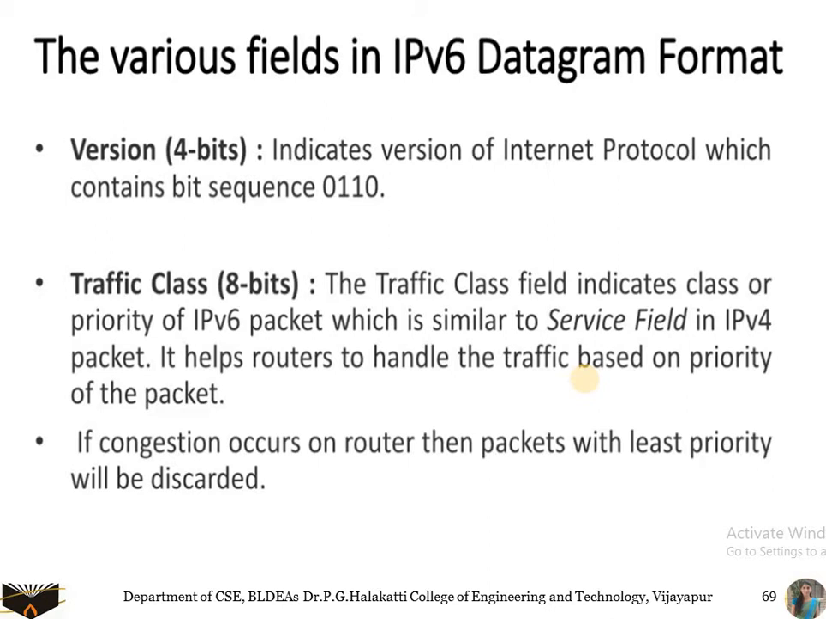So this 8-bit field indicates which traffic class a particular packet belongs to. If congestion occurs on routers, then the packets with the least priority will be discarded. So the highest priority packets will be transmitted first, and if there is congestion in the network, then the lower priority packets will be discarded.